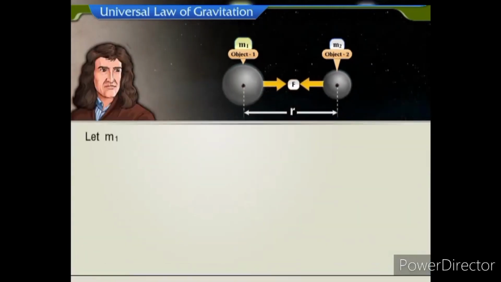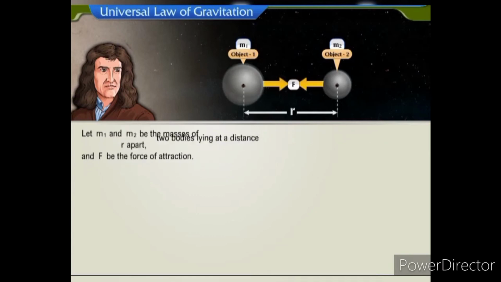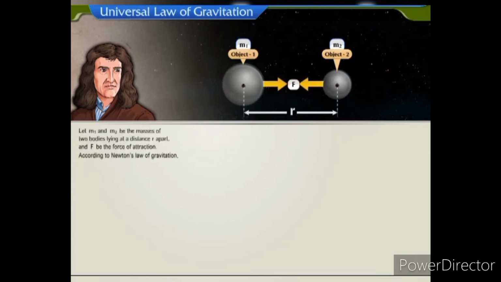Let m1 and m2 be the masses of two bodies lying at a distance r apart, and F be the force of attraction. Then, according to Newton's law of gravitation, F is directly proportional to m1 times m2, and F is inversely proportional to r squared.